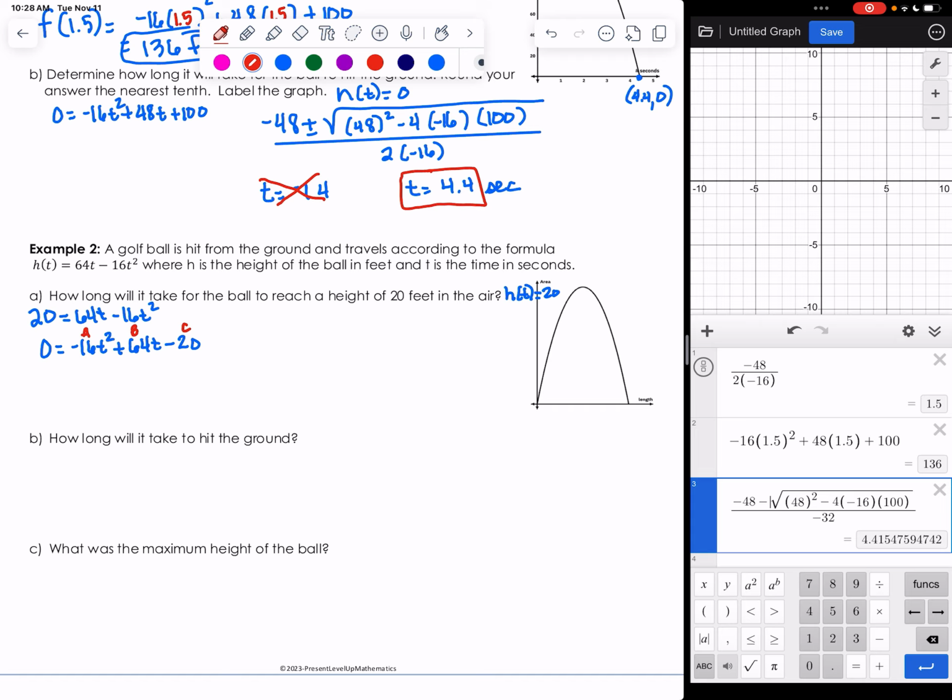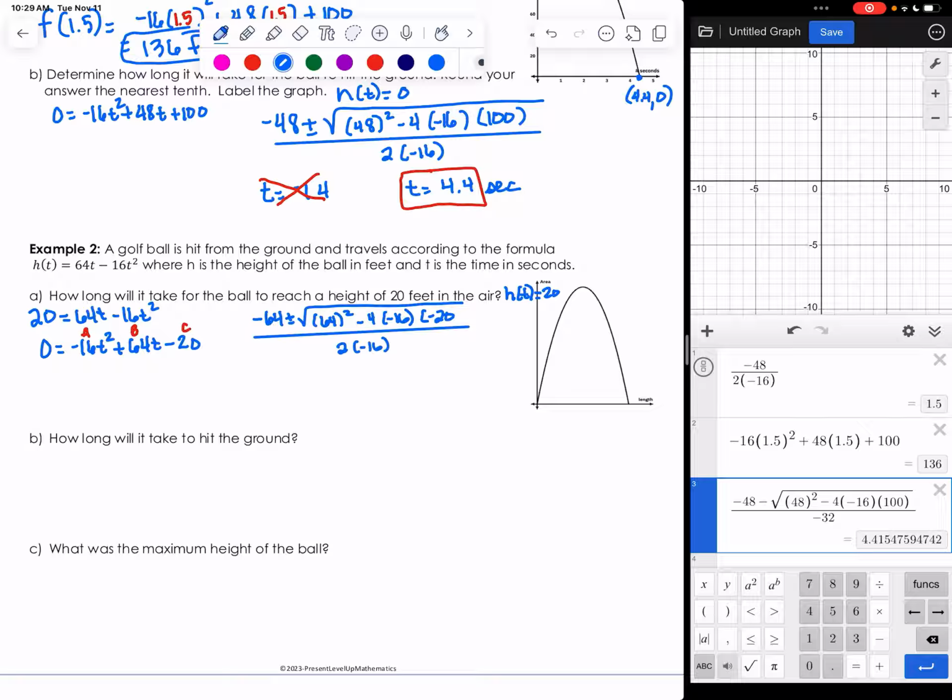Okay, so we're going to take the opposite of B, so opposite 64, plus or minus the square root of 64 squared minus 4 times negative 16 times negative 20 all over 2 times negative 16.